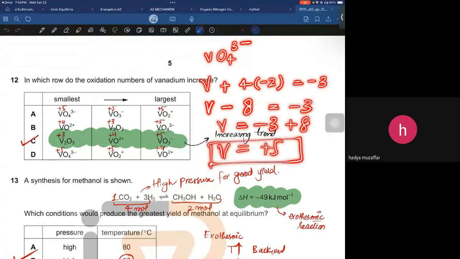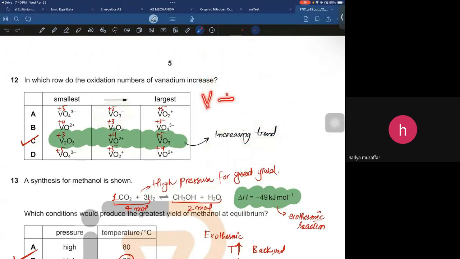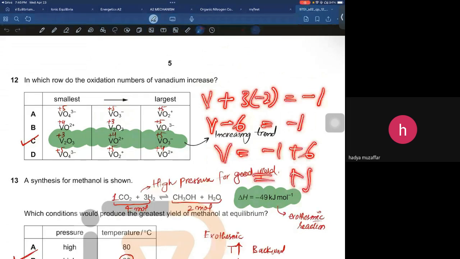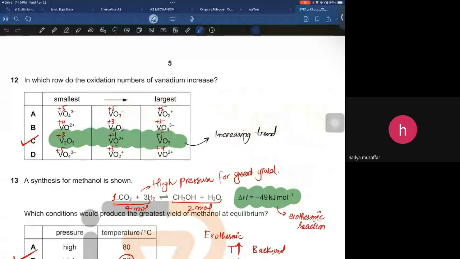That is +5. Then VO3 minus: again we have V plus 3 times -2 is equal to -1. Then V minus 6 is equal to -1. V is equal to -1 plus 6. V is equal to +5. Again it's +5. It's wrong because they are saying smallest to the largest.